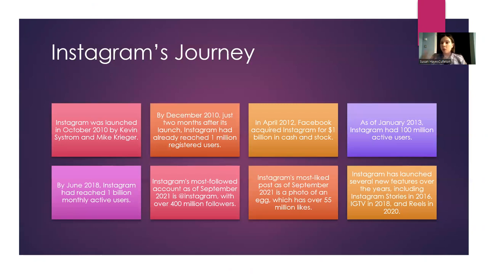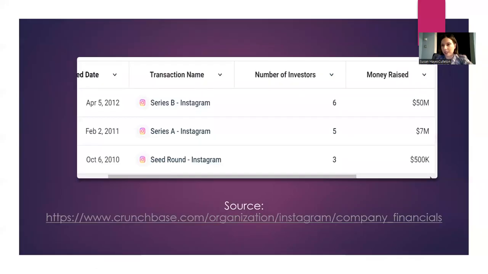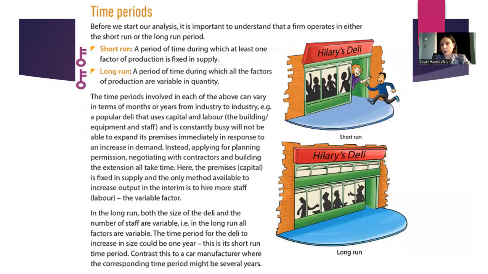So let me now take you through the entrepreneurial journey. Look at the enterprise factor of production. In October 2010, as you saw, the $500,000 was raised in 2 weeks. And there, as you can see, Instagram was launched by Kevin Systrom and Mike Krieger. By December, just 2 months afterwards, Instagram had already reached 1 million registered users. Now, as you know, the number is a lot higher today. But in 2 months, it had 1 million users. That is what made this really interesting. If you can show you can get to 1 million users in that period of time, investors are likely to be very interested. And of course, that's when they went on to raise their 7 million.